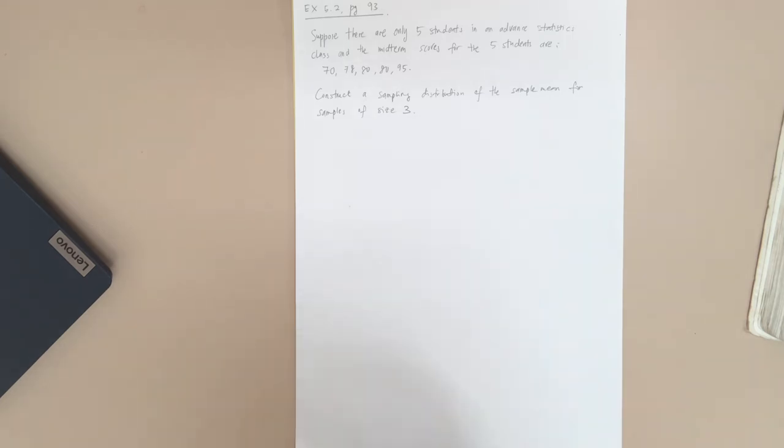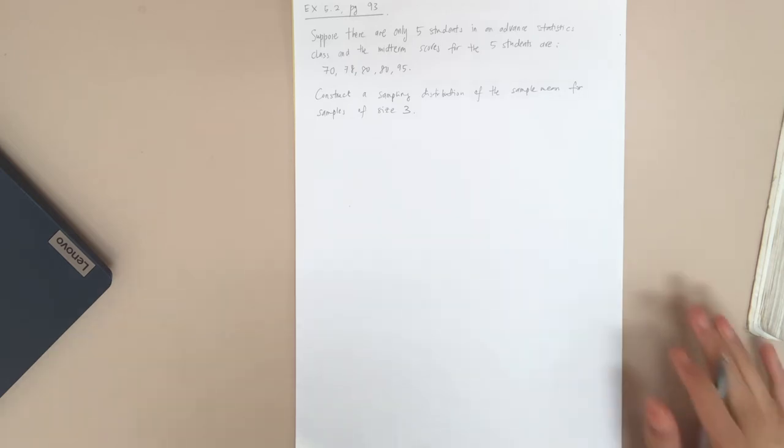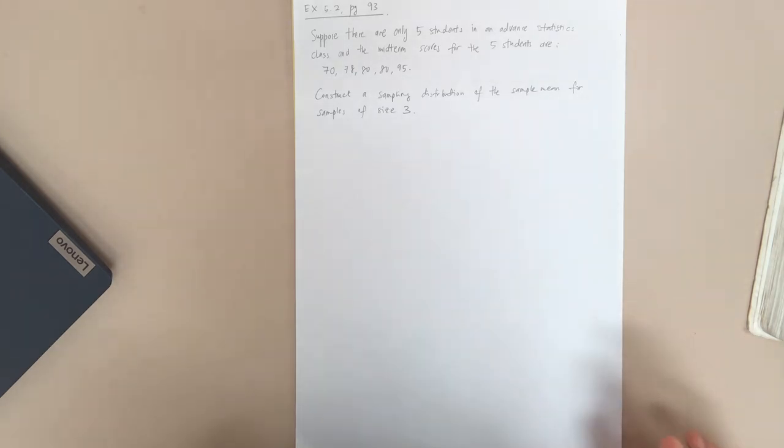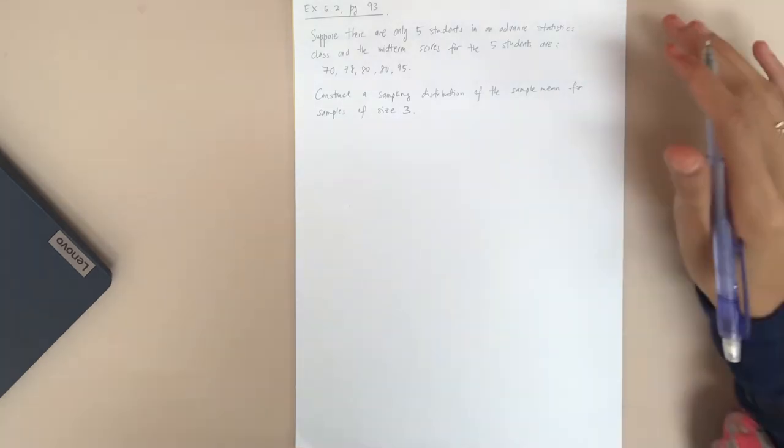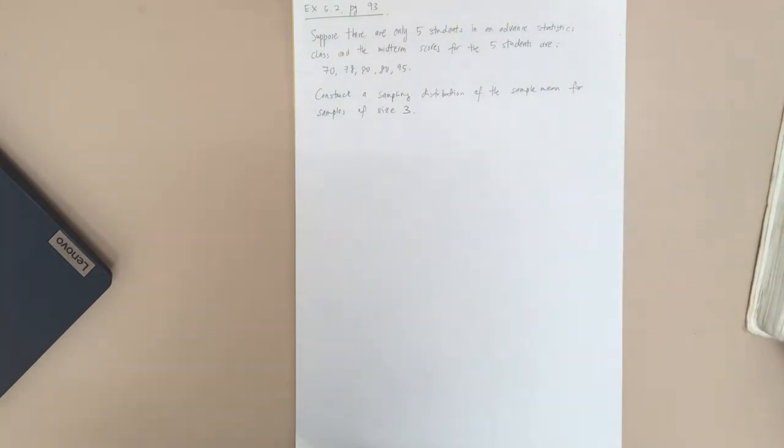In this video I will show you an example of how to answer a question on the sampling distribution of the sample mean. I will use example 5.2, on page 93.